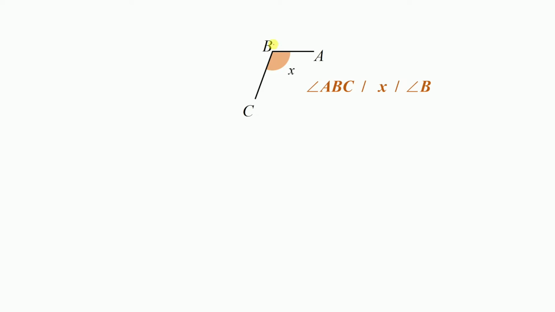Just using the vertex, we can also call it angle B. If we want to mention an angle outside, we can use any letter that we want. It doesn't have to be English, so we could use the Greek letter alpha. We can call this angle alpha, or to show that it's the outer angle, we can call it reflex angle A, B, C.